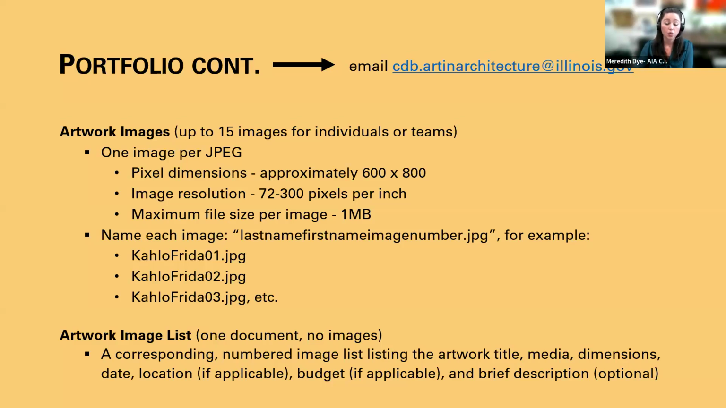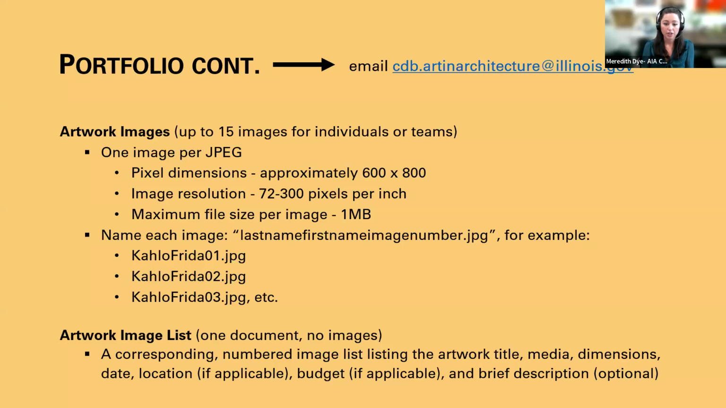You will also need to have a corresponding artwork image list. This list is just one document, ideally just 1 to 2 pages, but no images. It's explaining the images that you've submitted. So the title, media, dimensions, the date, location. If you want to include the budget or a brief description, you're welcome to. And then if it is an artwork purchase project, your image list would include the purchase prices. So again, that's the artwork, the potential for shipping and handling, and the framing cost.